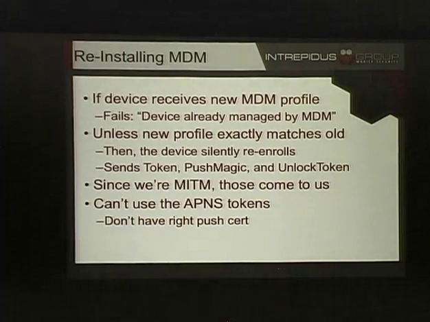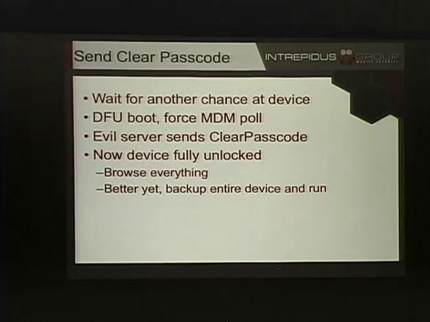Can't do anything with the APNS tokens because you don't have the right certificate. But that unlock token, that key bag, is what's nice. So now you've got it. You wait for another chance at the device. The guy locks it, drops down his bed, goes down to the hotel bar or whatever. You break in again. Again, you DFU boot. You force the poll. You reboot it. Only this time the server sends the clear passcode command. Now you're holding a device that's unlocked.